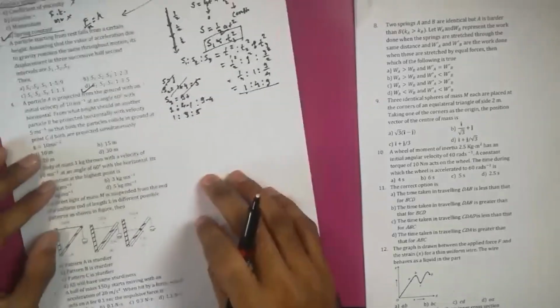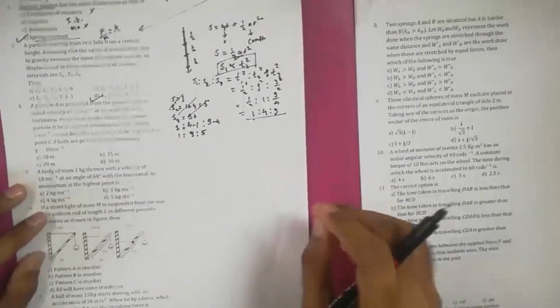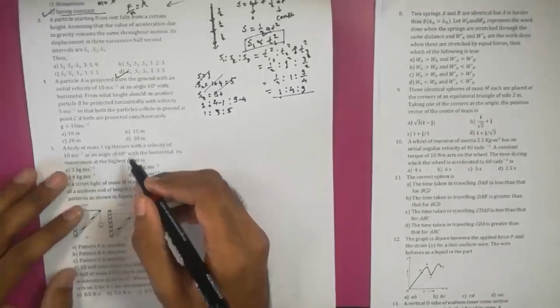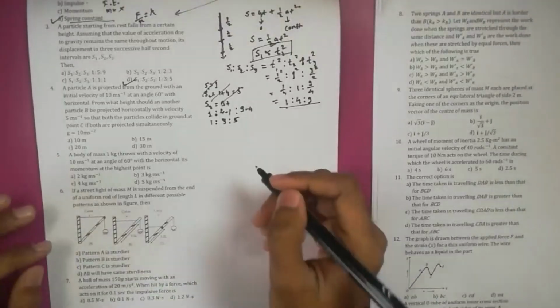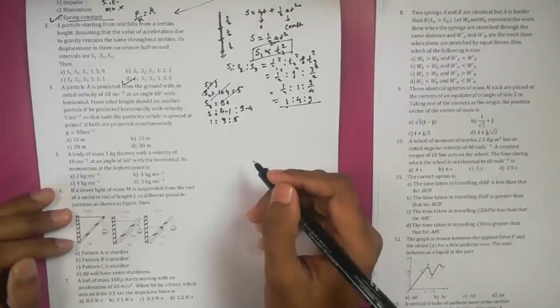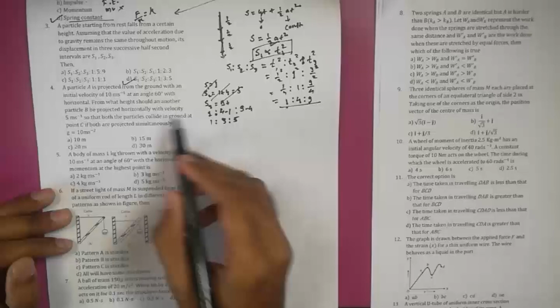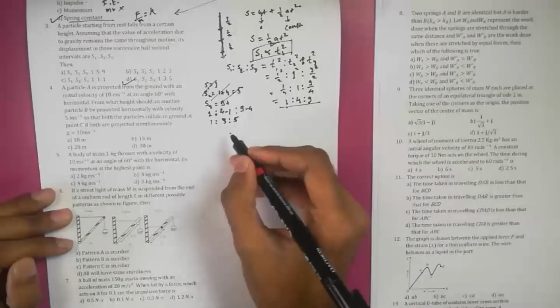Next one, let's see. A particle is projected from the ground with an initial velocity of 10 meter per second at an angle of 60 degree over the horizontal. From what height should another particle be projected horizontally? Alright, you can read the question. Let us directly move on to solve the problem.